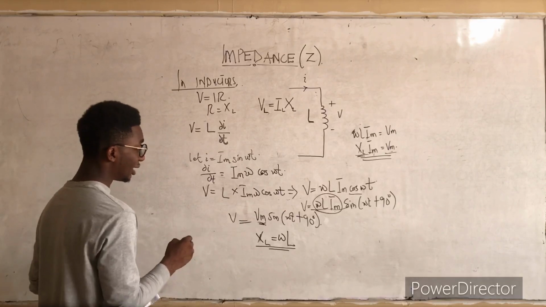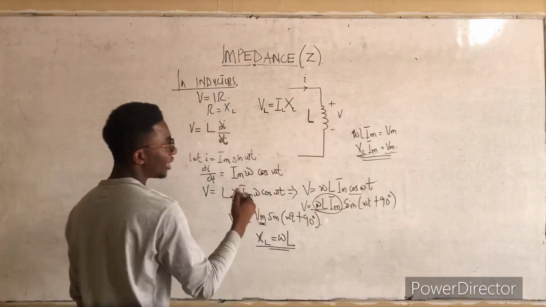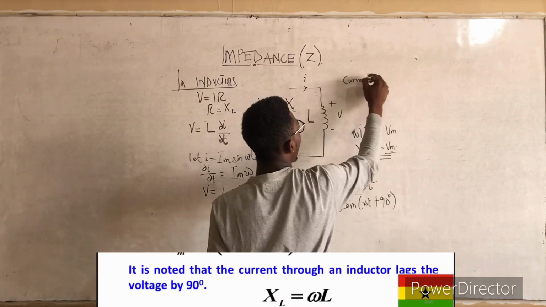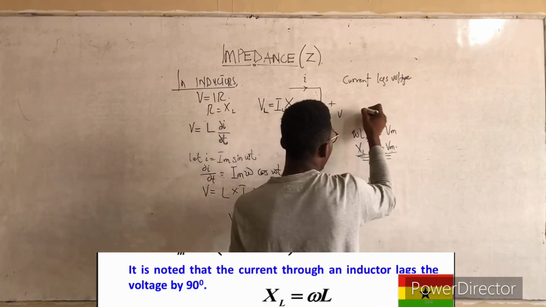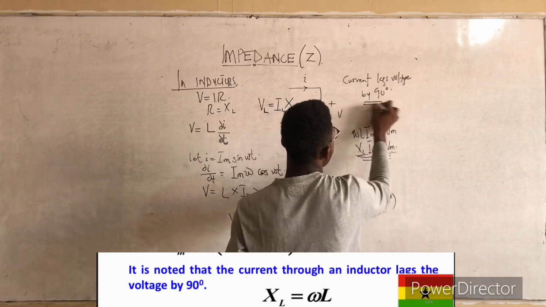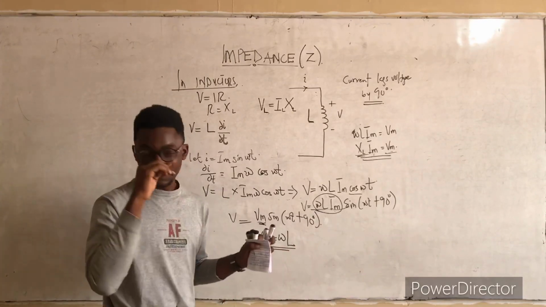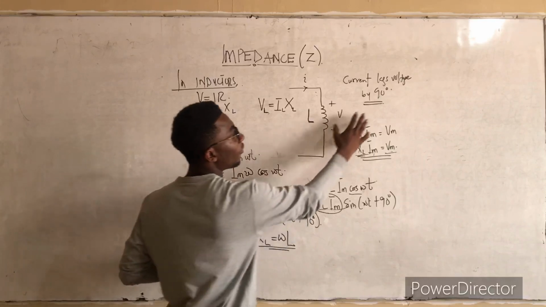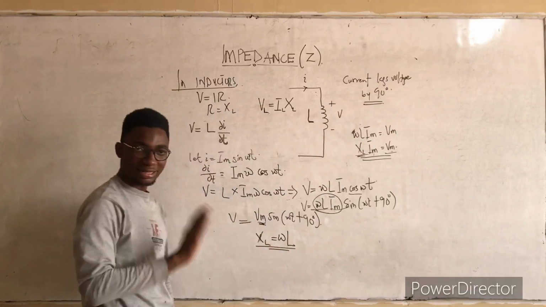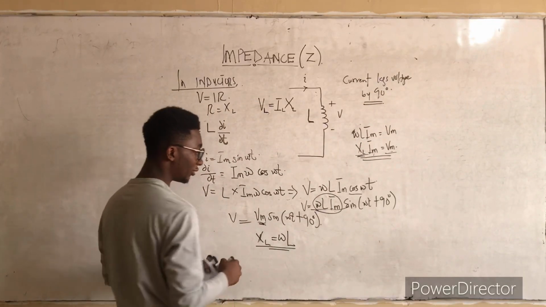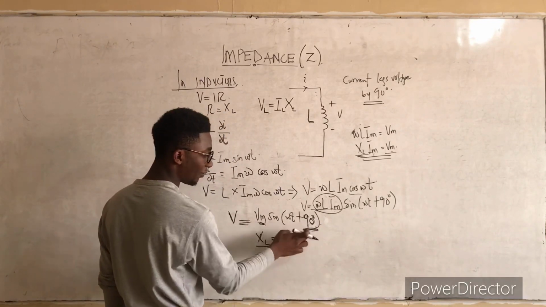Now what can we conclude here? What we can conclude is that for inductors, the current and voltage relationship is that current lags voltage by 90 degrees. So this is something you shouldn't forget. When we talked about resistors, we said the current and the voltage are always in phase. But in terms of inductors, current lags voltage by 90 degrees. So it's something you are supposed to take note of. Anytime you have to find the relationship, current will lag the voltage by 90.